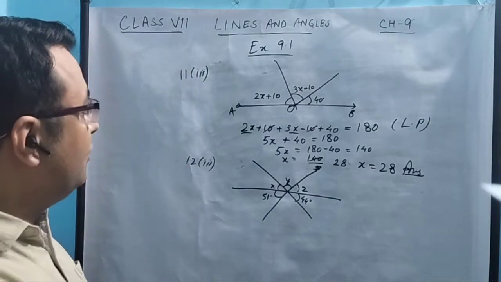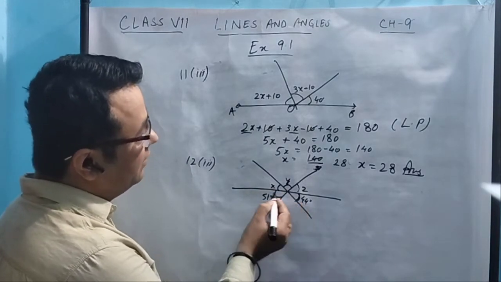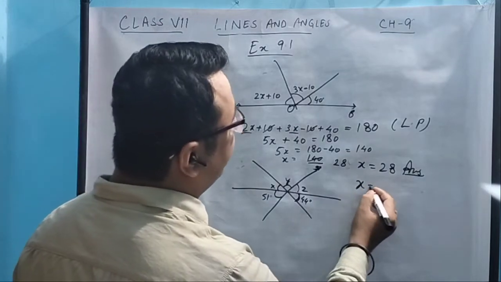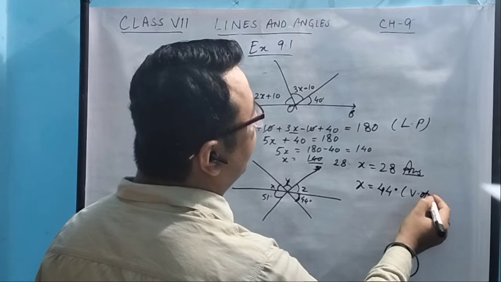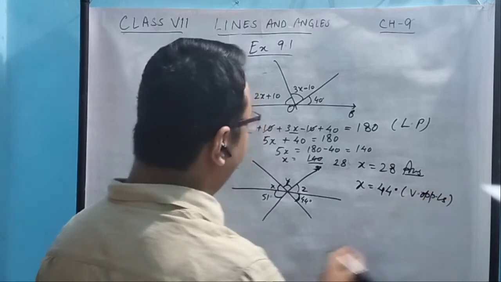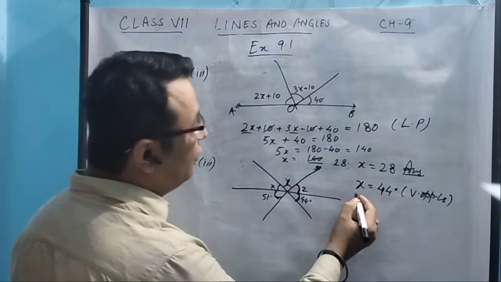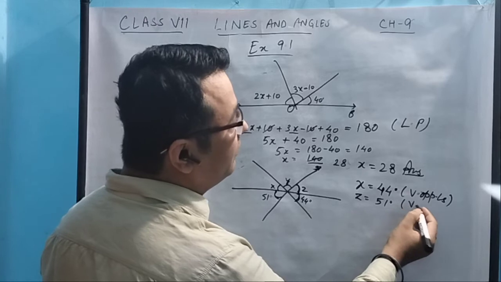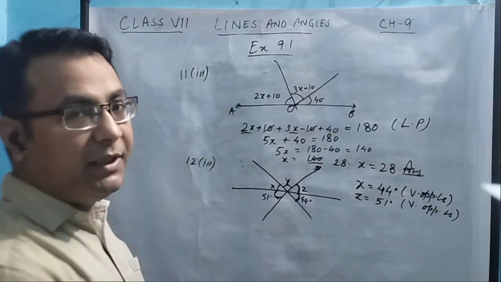As we can see, angle x and 44 form a pair of vertically opposite angles. So directly we can write x will be equal to 44 degrees. Reason will be vertically opposite angles. Similarly, this angle z and this angle 51 also form a pair of vertically opposite angles. So z will also be equal to 51. Reason will be vertically opposite angles.